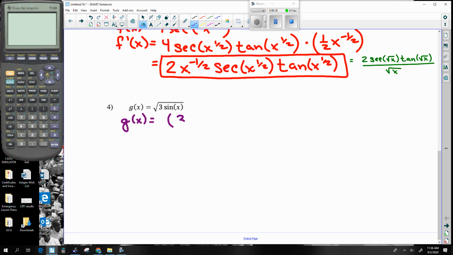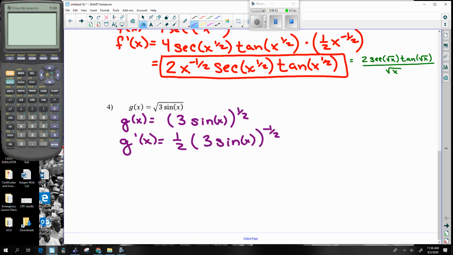So all of this is on the inside, so sine x to the 1/2. So here comes the derivative, so the g prime is 1/2, 3 sine, the negative 1/2. The derivative on the inside is going to be 3 cosine x. And then the derivative on the inside of that is 1, so it's not a big deal. All right, so that is that.